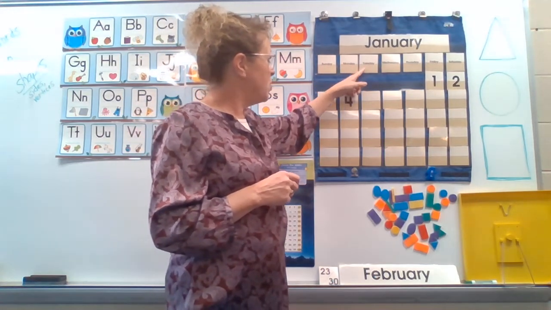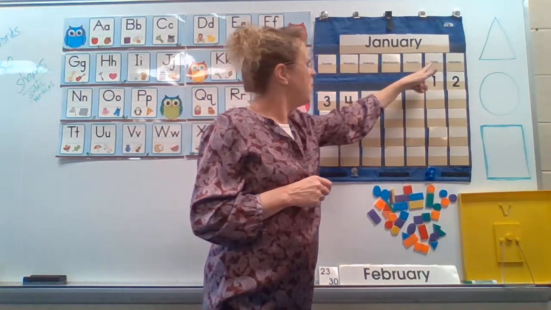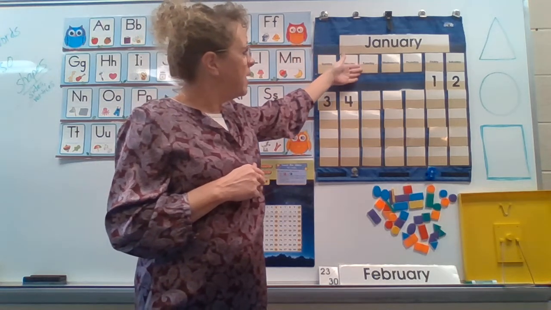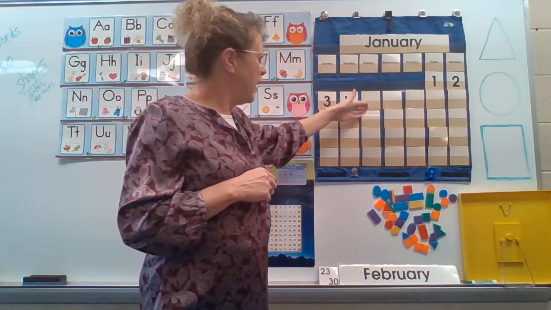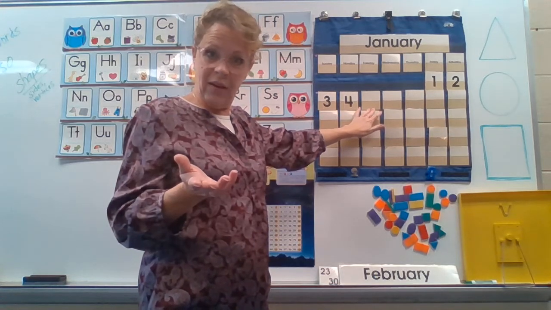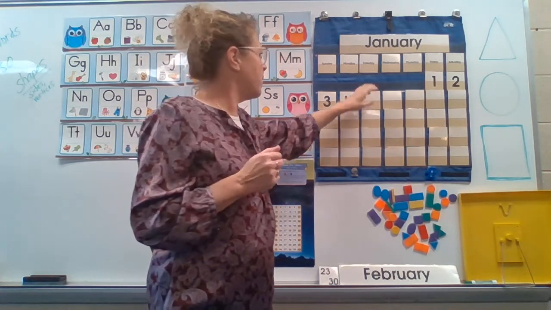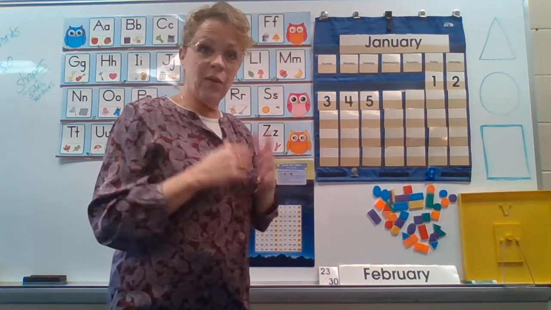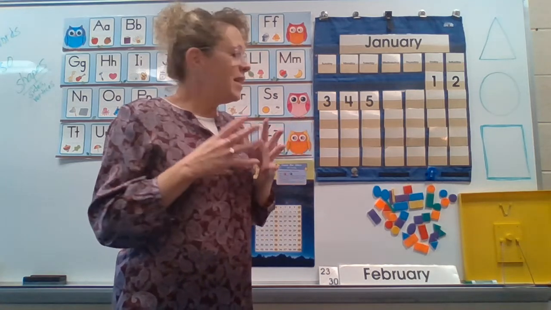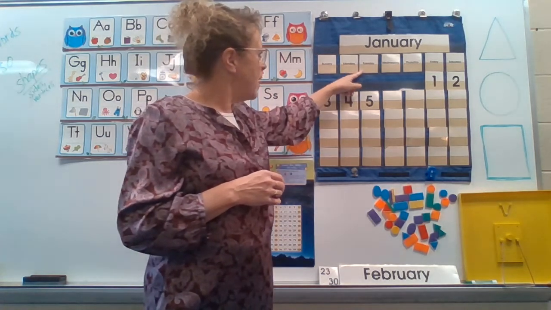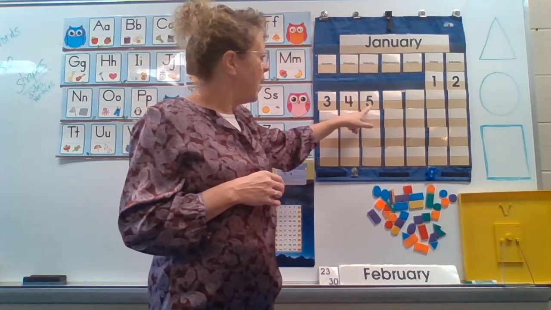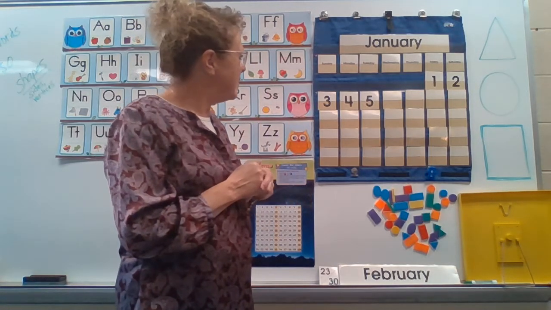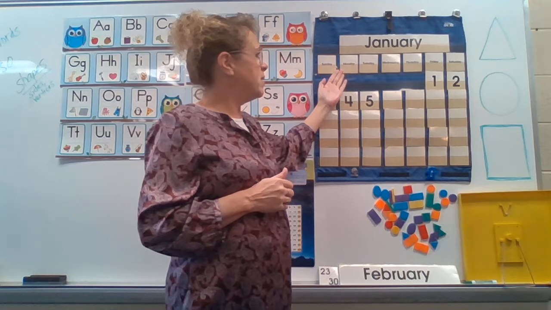Sunday, Monday, Tuesday, Wednesday, Thursday, Friday, Saturday. So I said Sunday, Monday, Tuesday. Here we are. What number would you expect to see here? Yes, 5 comes right after 4. Right? So let's say the date today. Now remember, we got to say 2021. Today is Tuesday, January 5th, 2021.